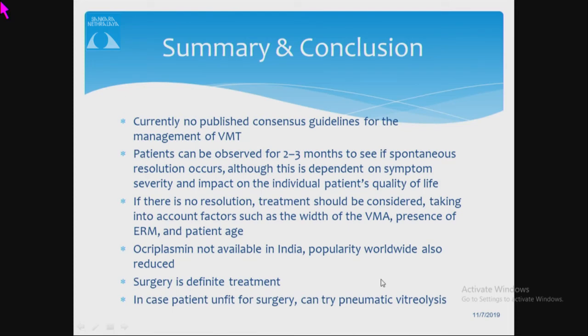So currently there is no published consensus regarding the guidelines for the management of VMT. Patients can be observed for 2 to 3 months to see if spontaneous resolution occurs, although this is dependent upon the symptom severity and the impact on the individual patient's quality of life. If there is no resolution, treatment should be considered, taking into account prognostic factors like width of the VMA, patient age, presence or absence of ERM. Ocriplasmin is not available in India, and the worldwide popularity has also decreased. Surgery is the definitive treatment for VMT, and if in any case the patient is found unfit for surgery, we can try pneumatic vitreolysis.